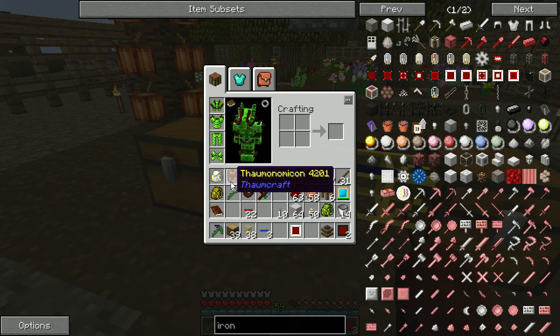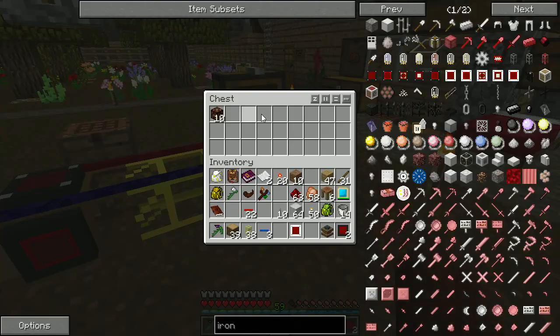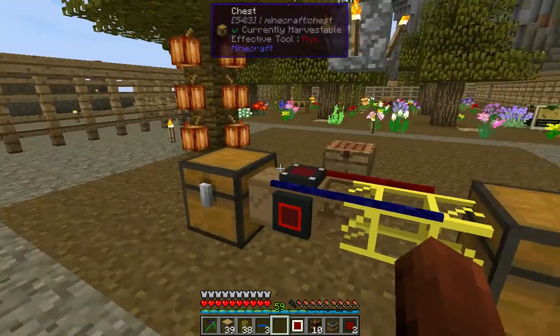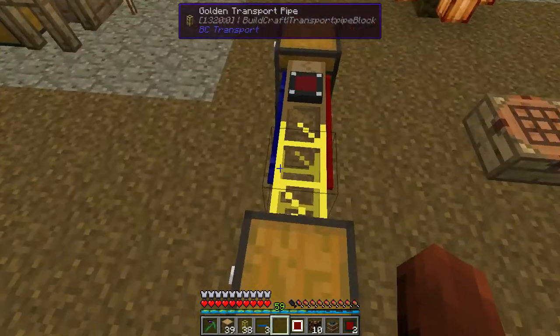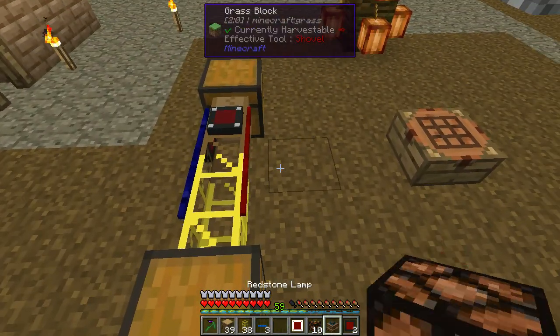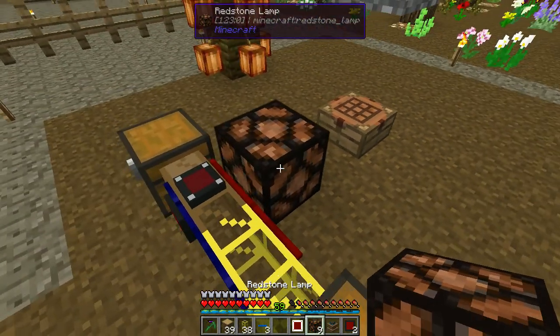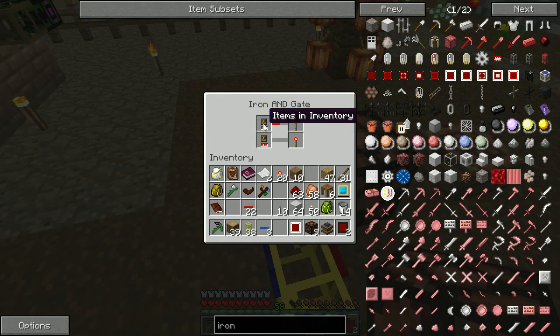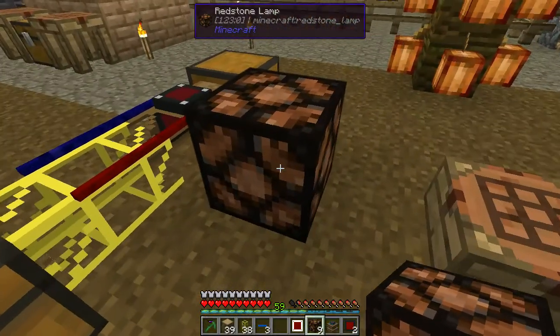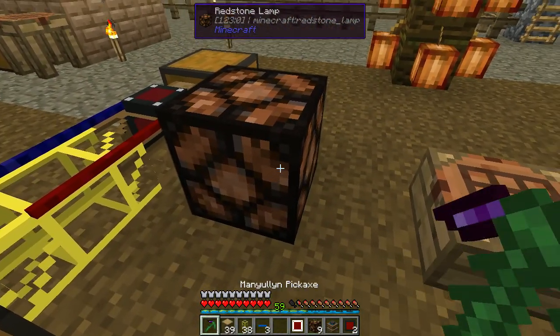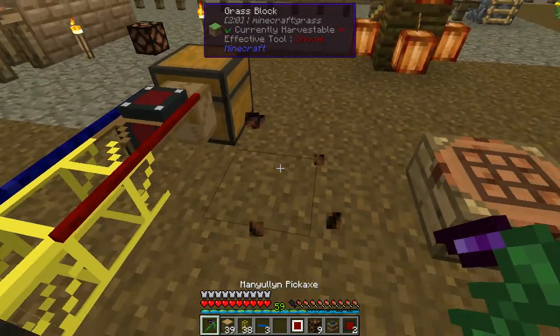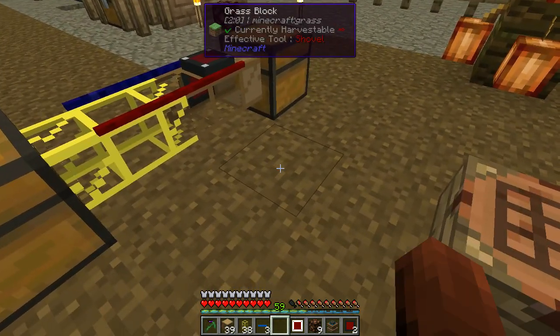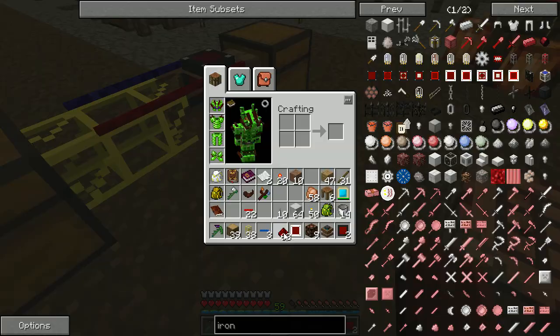Where did my redstone lamps go? Are they in here? Yes, they are. So can we just put you right here? So now items are in inventory. Output's a redstone signal. My question is where does it output the signal from? Let's see if we can figure that out.